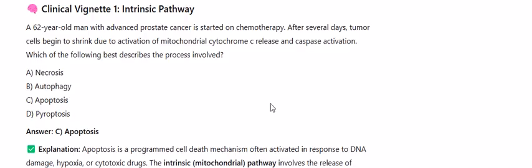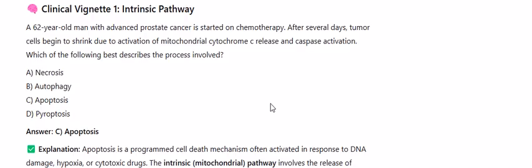A 62-year-old man with advanced prostate cancer is started on chemotherapy. After several days, tumor cells begin to shrink due to activation of mitochondrial cytochrome C release and caspase activation. Which of the following best describes the process involved? A. Necrosis. B. Autophagy. C. Apoptosis. D. Pyroptosis. Apoptosis.